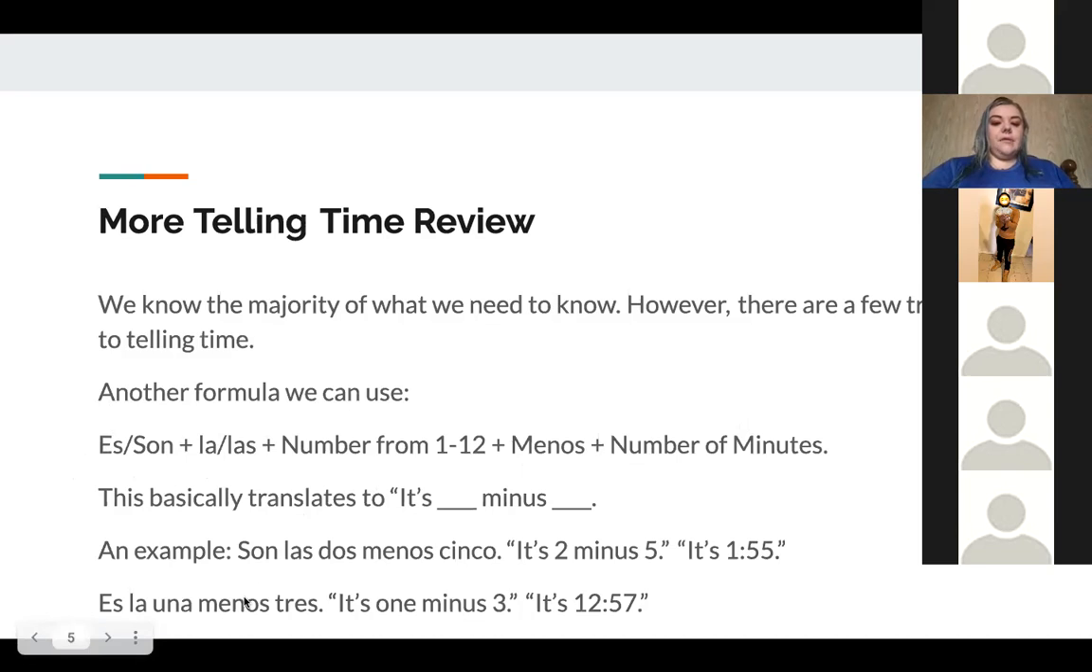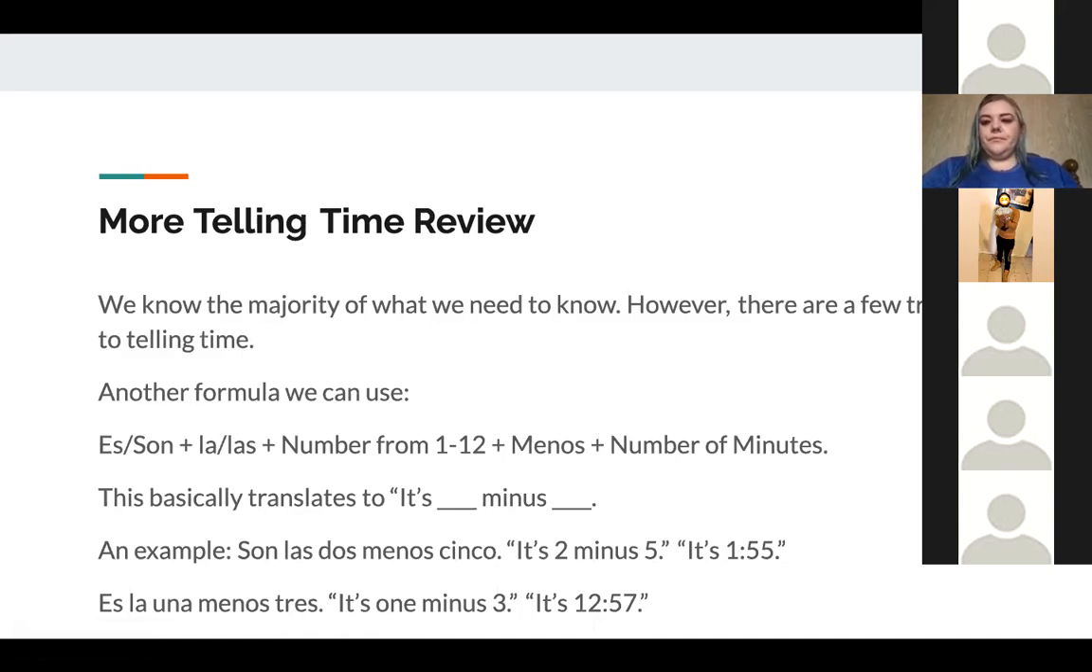So an example of this is son las dos menos cinco. That literally translates to it's 2 o'clock minus 5 minutes. Another example that we have is es la una menos tres. That literally translates to it's 1 o'clock minus 3 minutes. So it's 12:57. Does that make sense, everybody?